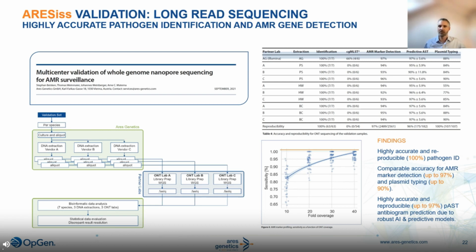The accuracy and reproducibility for pathogen identification was 100%. We also obtained high accuracies for AMR marker profiling and plasmid detection, which were only slightly below the performance of Illumina data. Most satisfying was the fact that the antibiogram prediction directly from genomic data using our predictive antibiotic susceptibility testing pipeline performed very well, with an accuracy of up to 97% and in line with Illumina data.